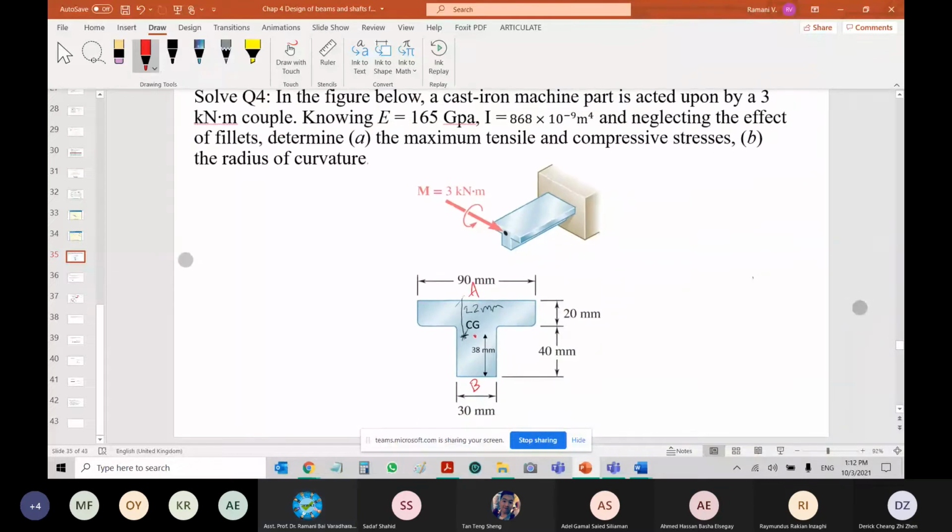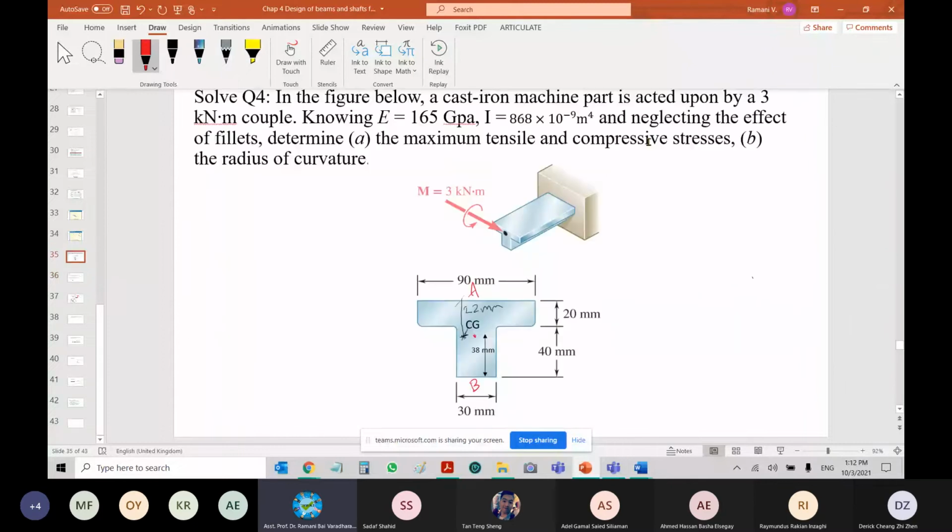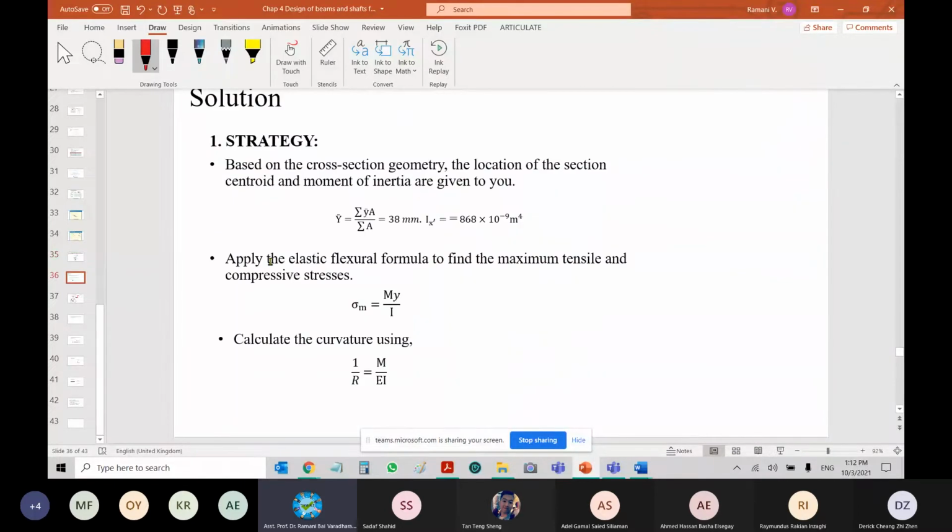Next slide. Okay, you are asked to find these 3 values, right? Maximum tensile stress, maximum compressive stress, and also the radius of curvature. For these, you can use the formula, but you need to understand where the radius of curvature is lying. The centroid distance is given to you, 38, and the I value is also given to you.